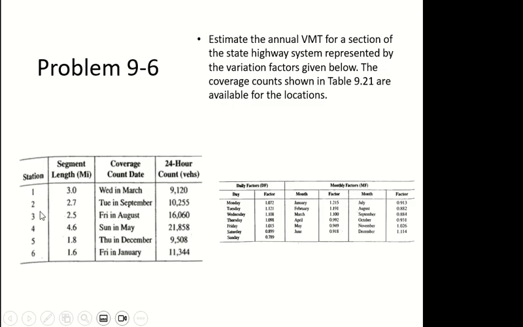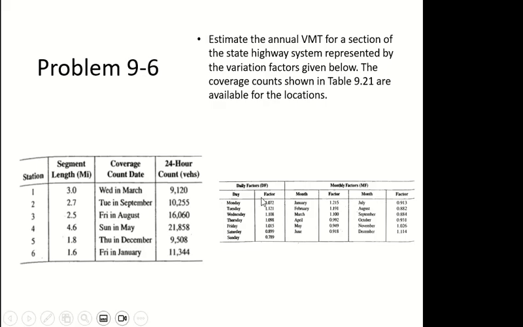So I have 6 locations. For each location, the length is given, the 24-hour count is given, and the day and the month for that count are given. And they are asking for annual VMT for each one of them. These locations are near the control count of these adjustment factors, so these adjustment factors can be applied to all these 6 locations. They are of the same type and in the same area.